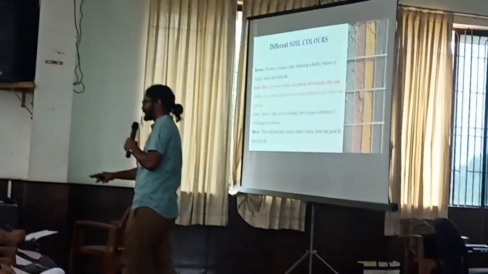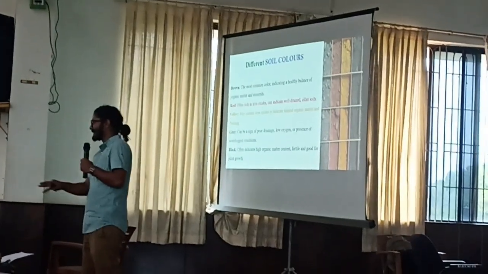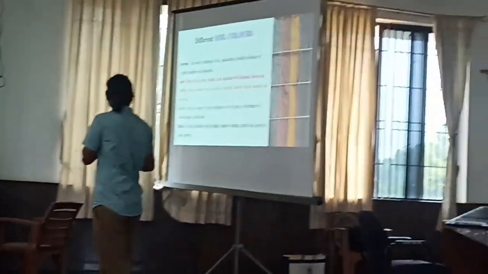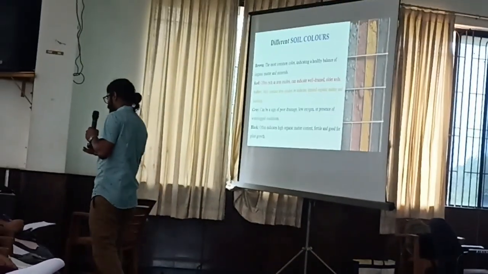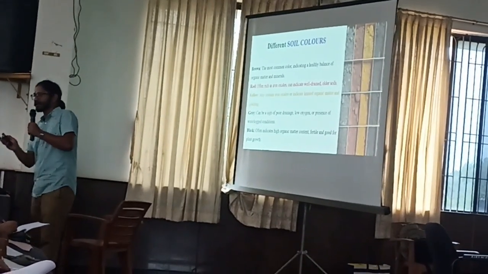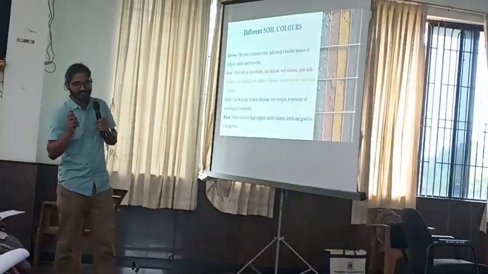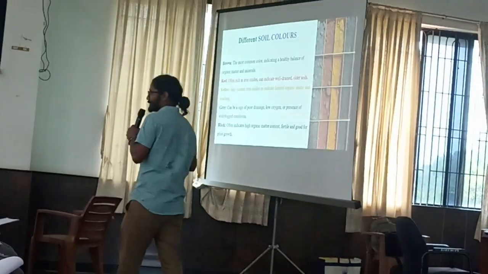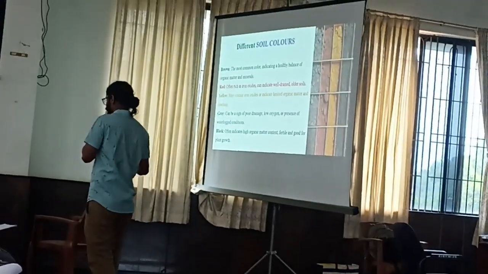You will see the top layer will be black because of the degraded humus leaves, and that is the black soil. And grey soil is where the water stagnation is. You will see that grey soil because it represents the deficiency of dissolved oxygen. So you will notice that there.